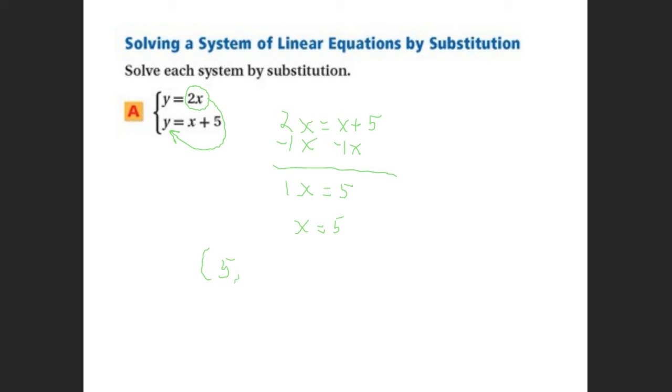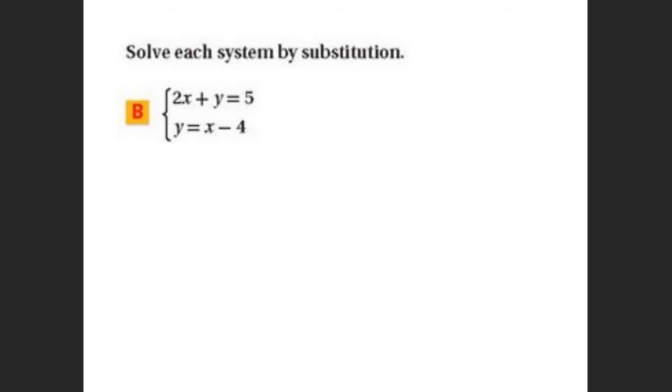So now I have my x value. Remember, our answers are always ordered pairs. So x is 5. So if I plug that back in here, 2 times 5 is 10. So my answer to this problem is (5, 10). That is called using substitution to solve. Let's try a little bit harder problem.